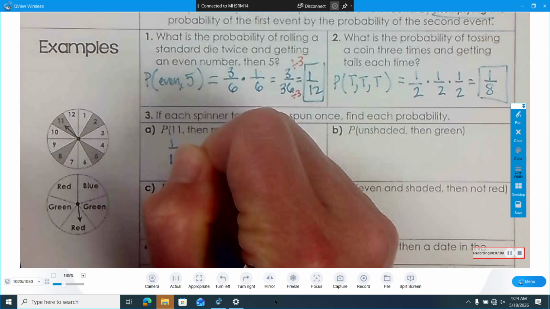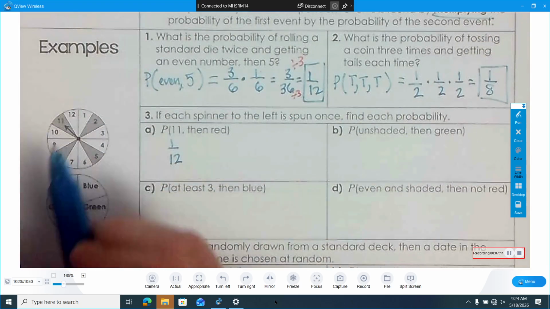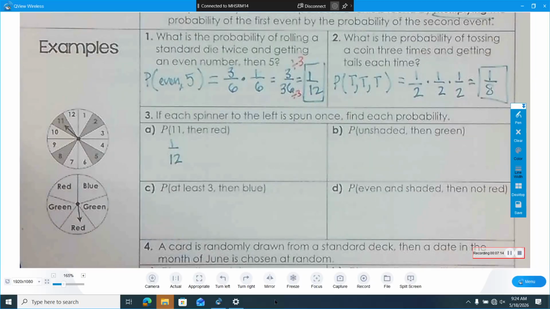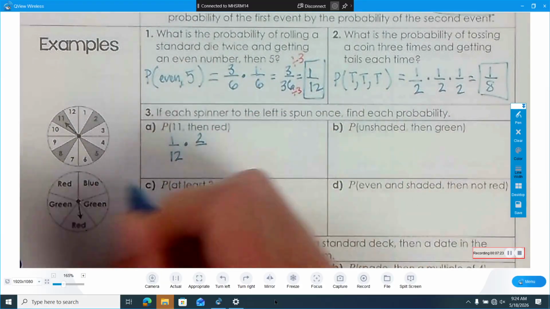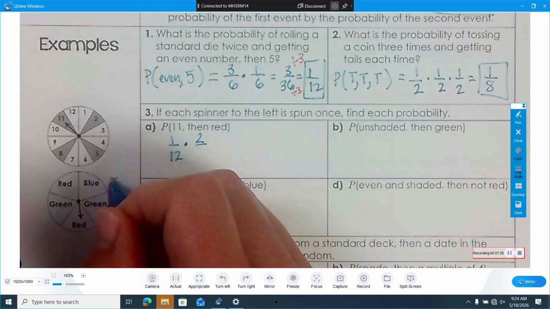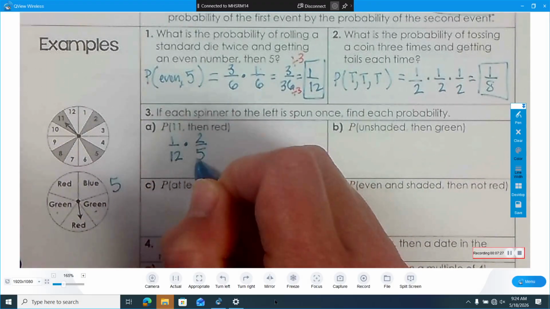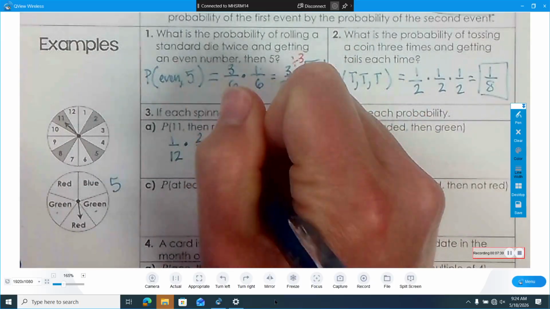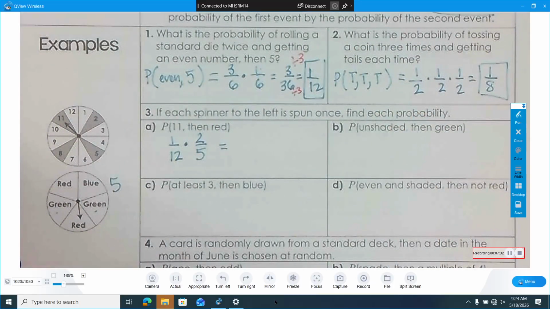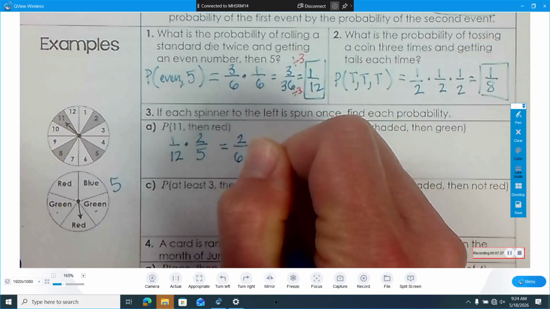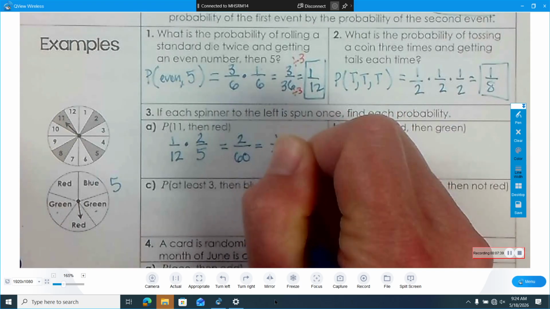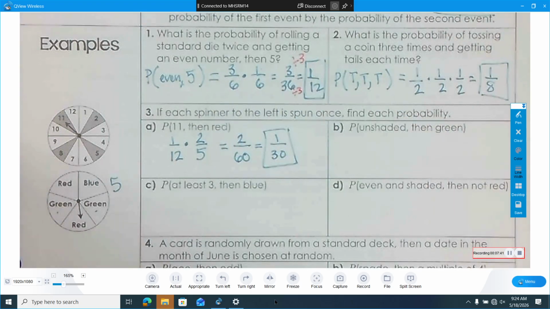1 out of 12. There are 12 regions, and 11 is one of those. So 1 out of 12 times getting a red here. What's the probability of landing in a red zone? 2 out of 5. 1, 2, 3, 4, 5 zones, and red takes up 2 of those 5. All right, multiply straight across. What do we get? 2 over 60. 5 times 12 is 60, and that reduces to 1 out of 30.